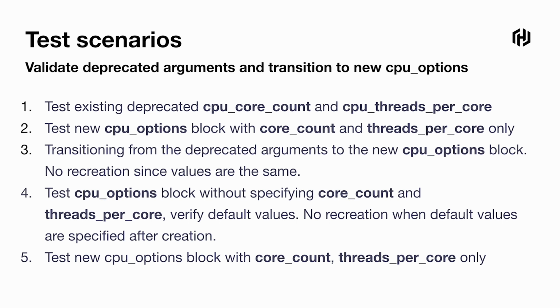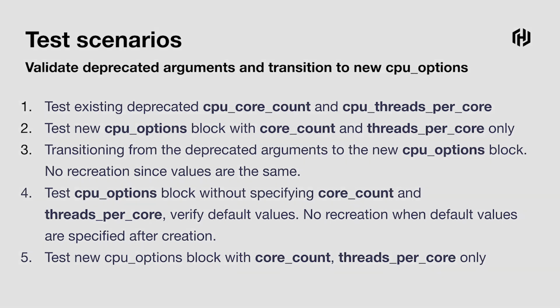This means that it'll be its default values. And then we expect no recreation when now practitioners specify the core count and threads per core with the default values because nothing has changed. We want to test that scenario as well. And finally, we want to test the new CPU options block with core count and threads per core only, without AMD SEV-SNP, to ensure that it still works as expected.